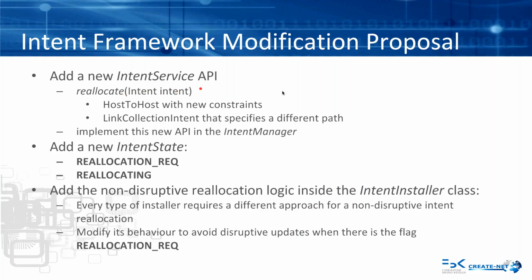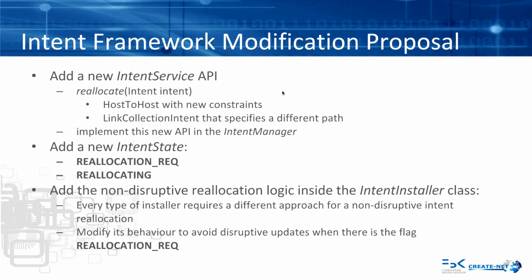There can be not only intents that are related to path, so I mean path intent or link connection intent, but also host to host intent with a different constraint. Because if I submit to the current API, I have the disruption. Also, think about changing only the priority. This can be a really simple and easy thing to do, but you can have a disruption of the service.